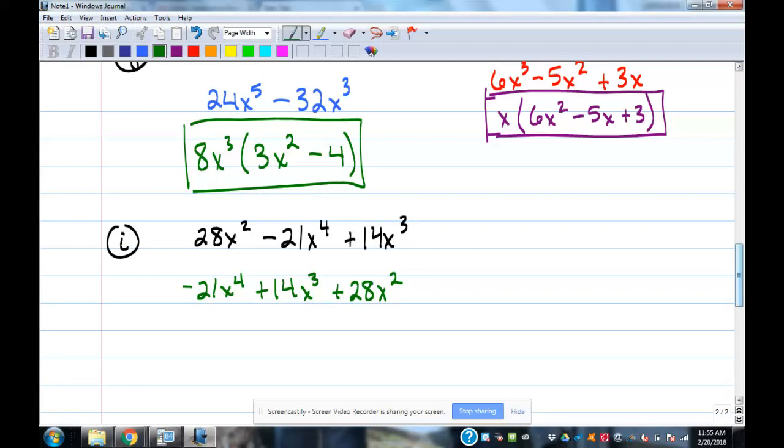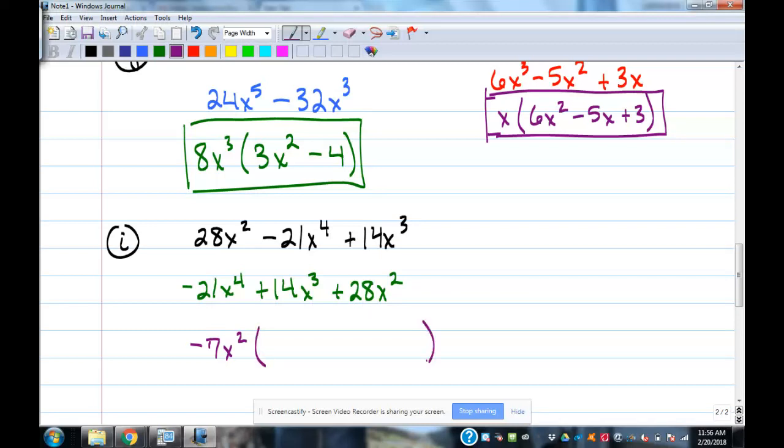Here's what I want you to do. Anytime the number in the front, when you get it in descending order, is negative, when you pull that GCF out, pull the negative with it. So it's 7x to the second, but we're going to make it negative 7x to the second. That's going to be helpful when we go to the next step in the next couple of days. So anytime that number in the front is negative, when you pull your GCF out, pull a negative out.